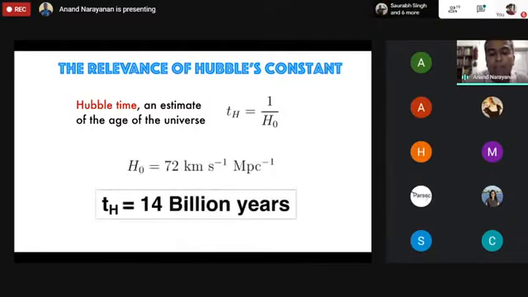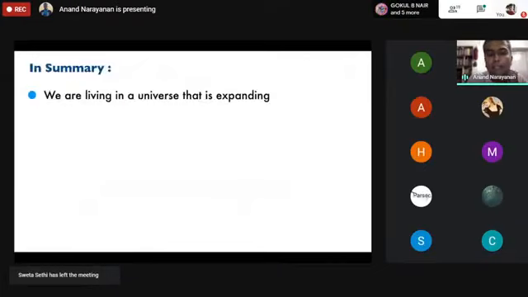If you adopt a value of about 70 km per second per megaparsec, which seems to be the consensus value these days, you will get an age of the universe that's roughly 14 billion years, which corresponds to the age of the universe that we estimate from other sources also. So the Hubble constant is not just any other constant; it's very, very important, and that's why a lot of observational effort has gone into determining it as accurately as possible.